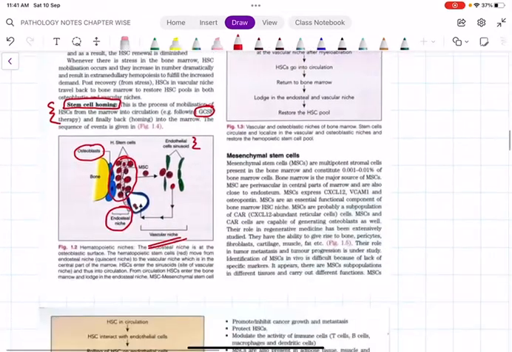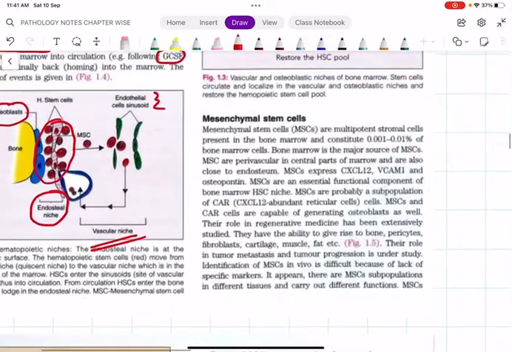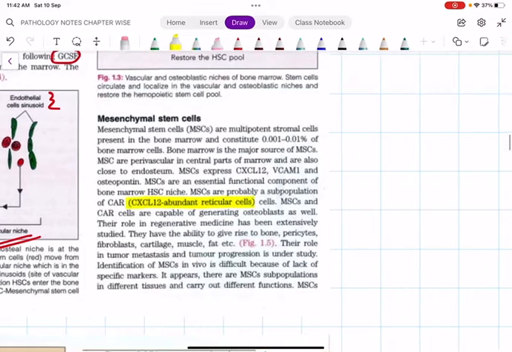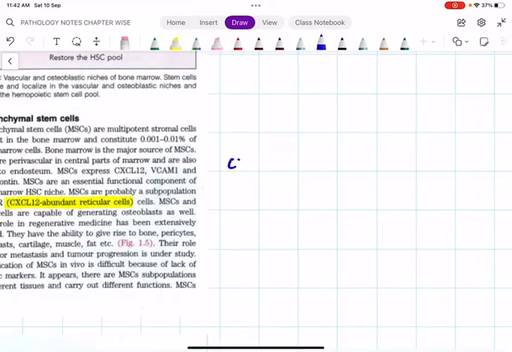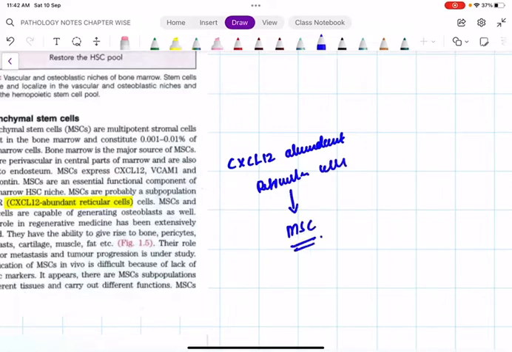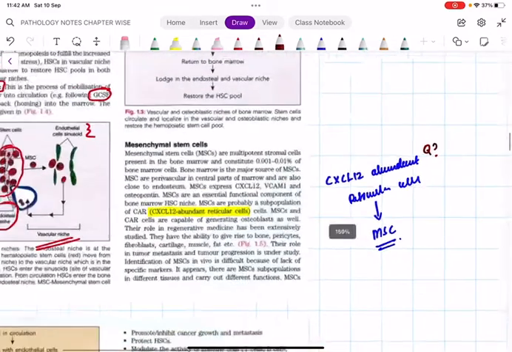Then mesenchymal stem cells. I told you about mesenchymal stem cells. Just a single point, just for your MCQ purpose, we have something called CAR. What is CAR? CXCL12 abundant reticular cells. I am writing it here: CXCL12 abundant reticular cells. It is actually this group of cells which forms the MSC, or the mesenchymal stem cells. It is just exclusively for your MCQ. Just remember this point.